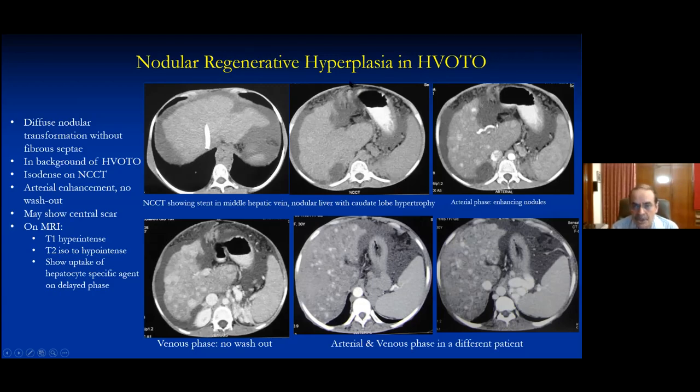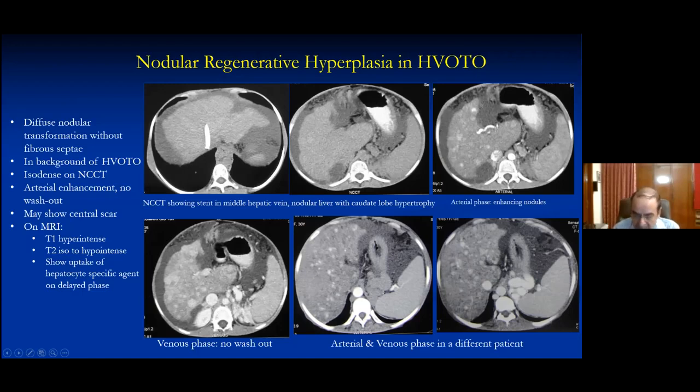In NRH, in HVOTO, you can get the entity of nodular regenerative hyperplasia, which can show you arterial enhancement, right? Notice these multiple nodules in the arterial phase. They do not show washout, right? If this was multifocal HCC, we would have expected to see washout. NRH typically can show arterial enhancement, but does not show venous washout. So that's the way we can distinguish nodular regenerative hyperplasia from multifocal HCC in the background of HVOTO.